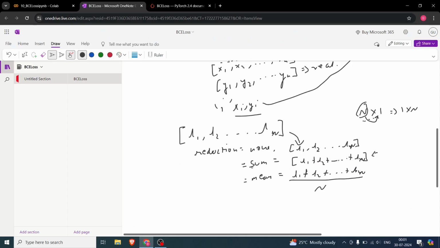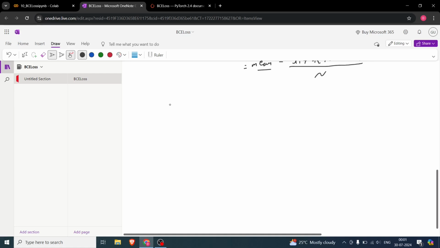Okay, when you say reduction equal to sum, the summation will be printed out. When you say reduction equal to mean, the mean will be printed out. Now let's look at the second important parameter, which is the weight.